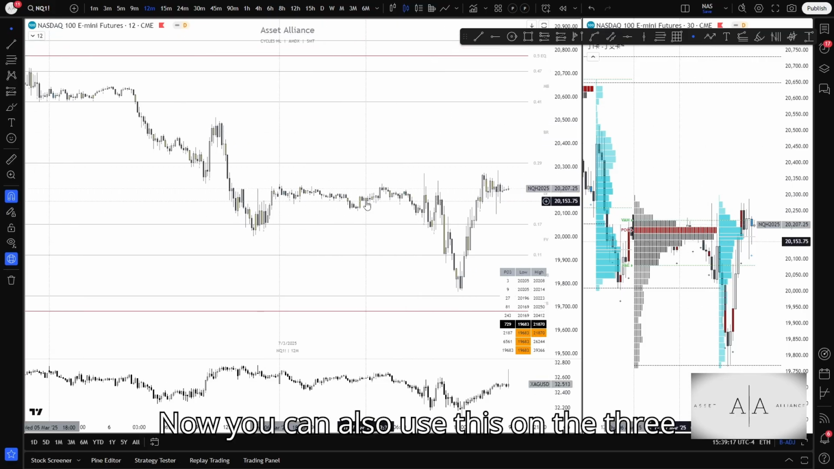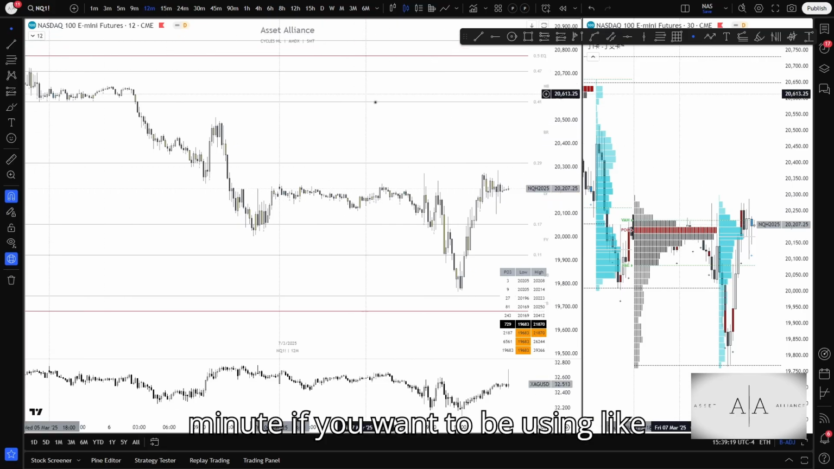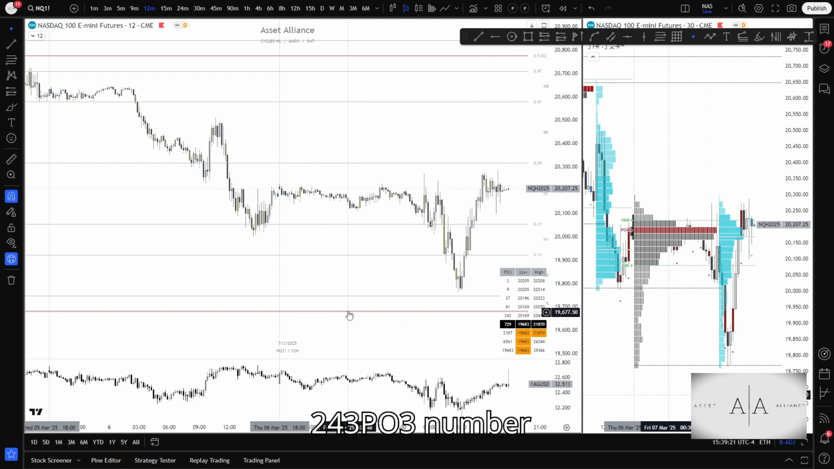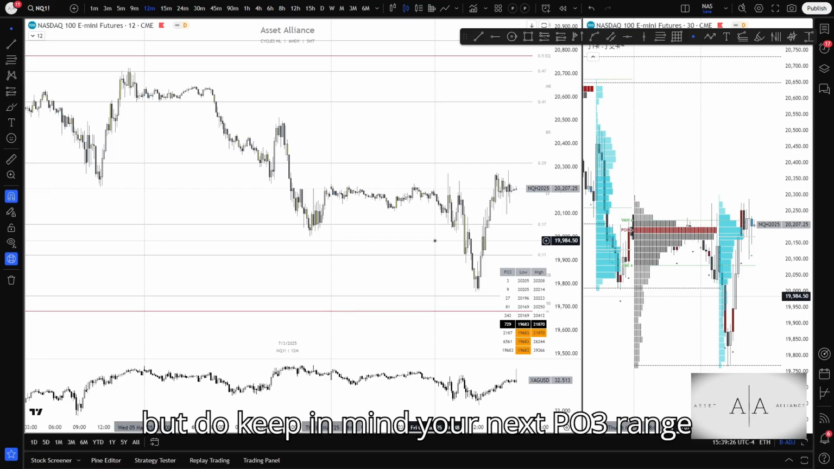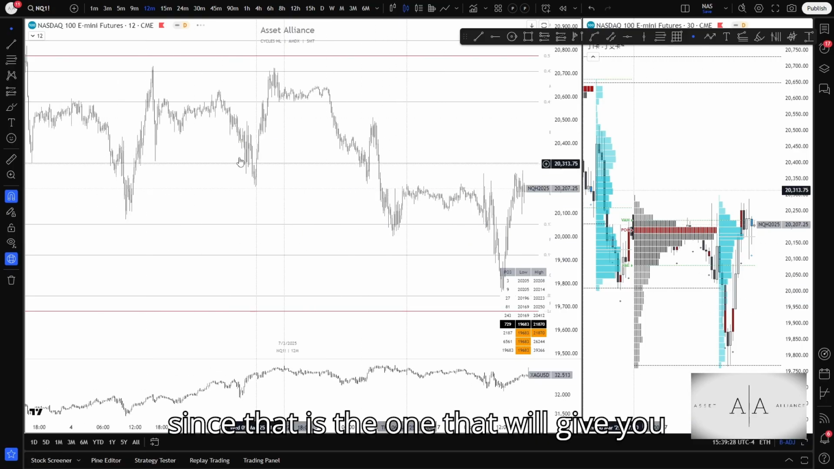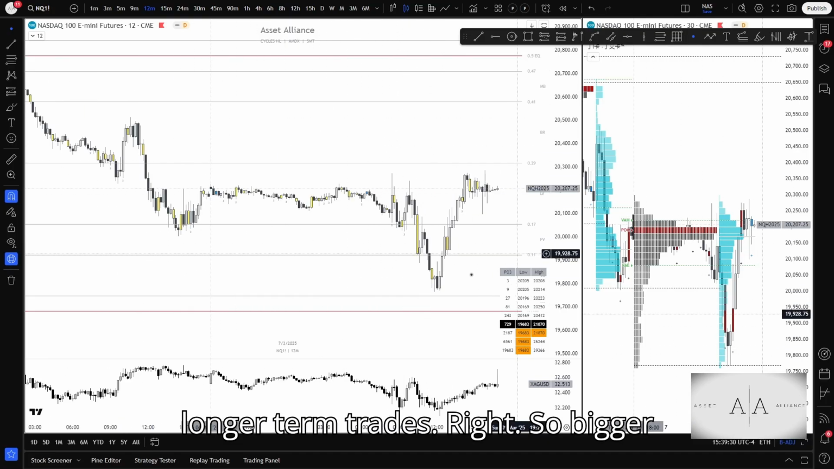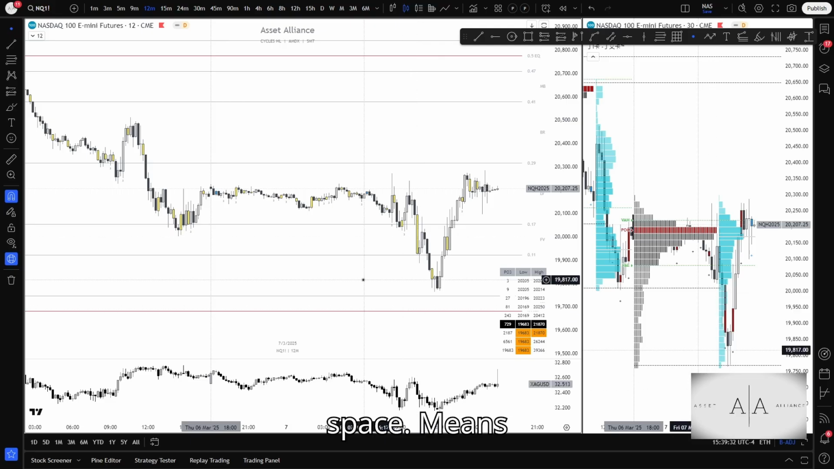Now you can also use this on the 3-minute if you want to be using like the 243 PO3 number. But do keep in mind your next PO3 range, since that is the one that will give you longer term trades, right? So bigger space means bigger trade.